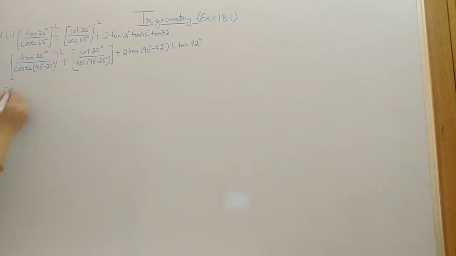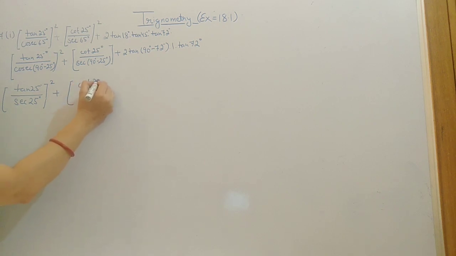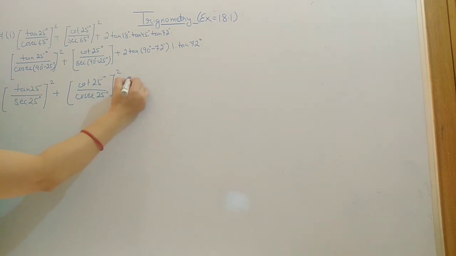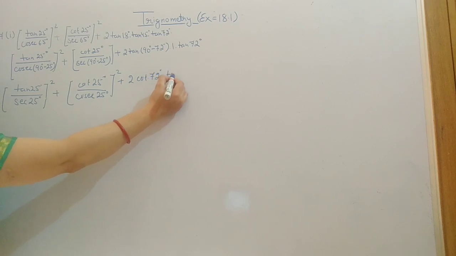Now in this first term, tan 25 by sec 25. Cosec (90 minus theta) is equal to sec theta. So it will become sec 25. Cot 25 by sec means cosec. Sec (90 minus theta) is cosec theta. So it will become cosec 25 whole square plus 2 cot 72 tan 72.